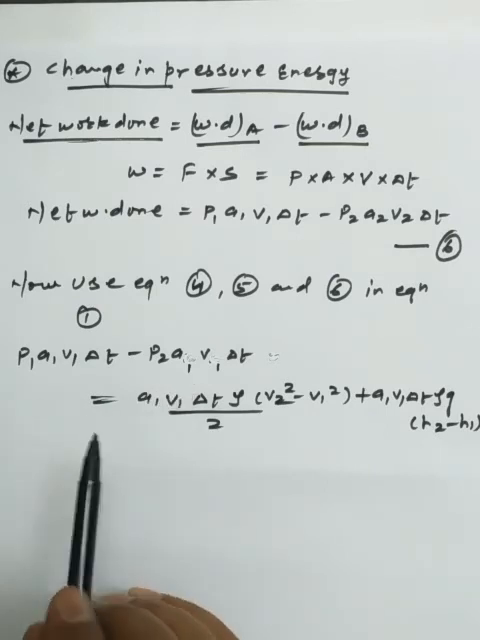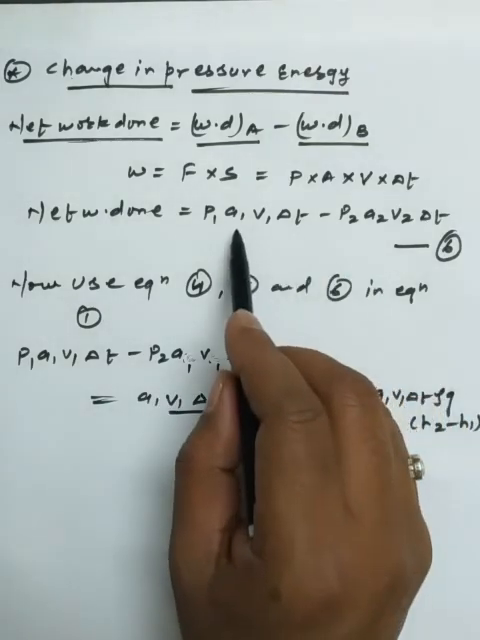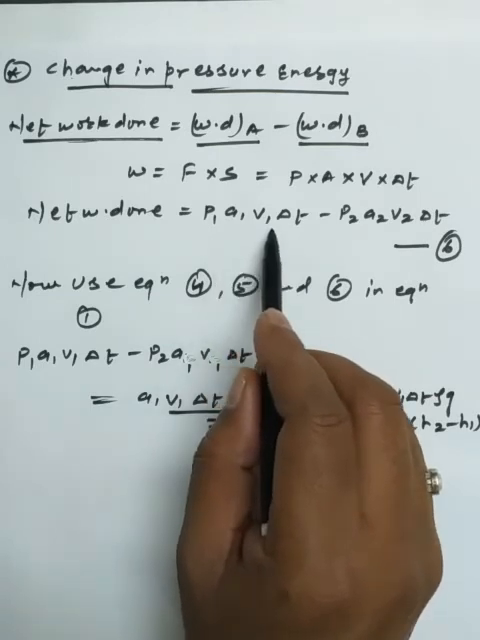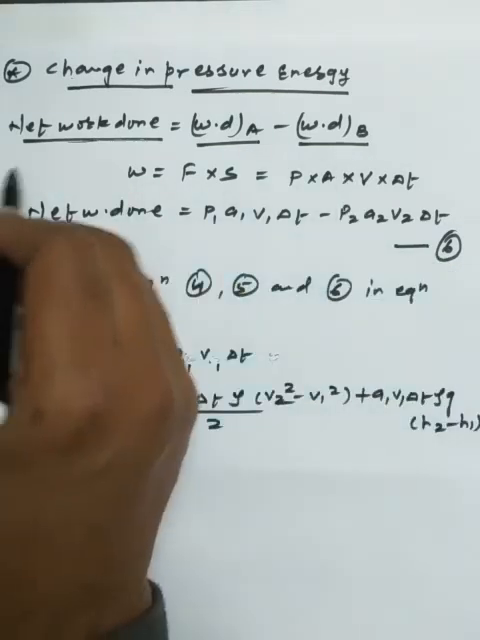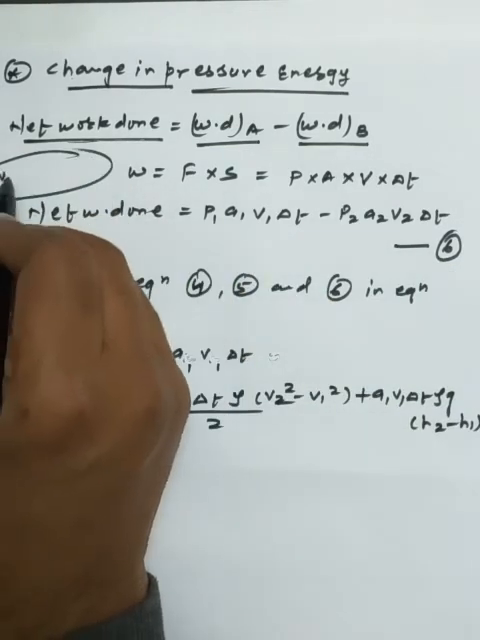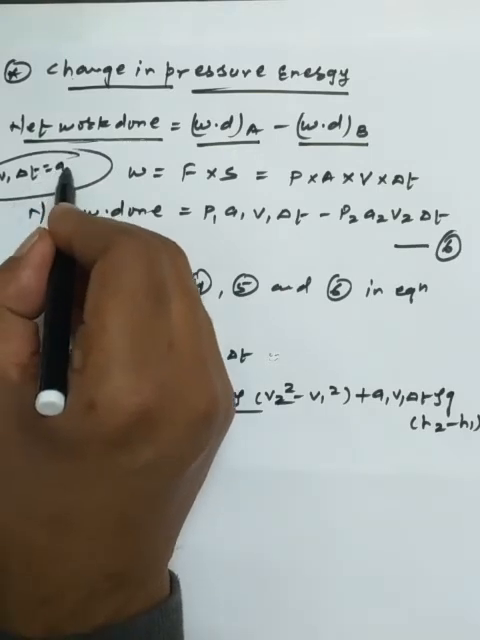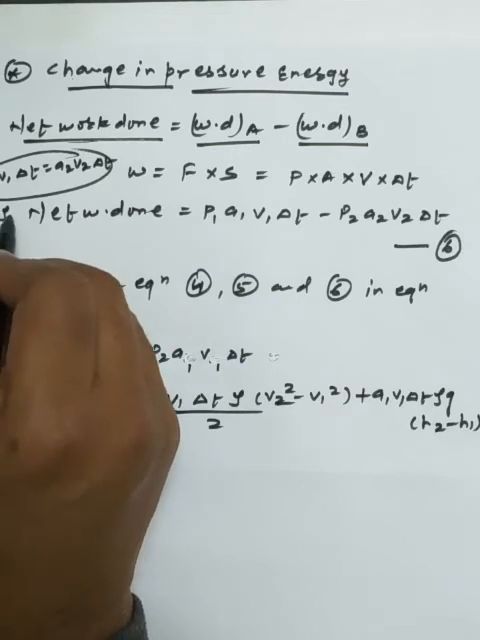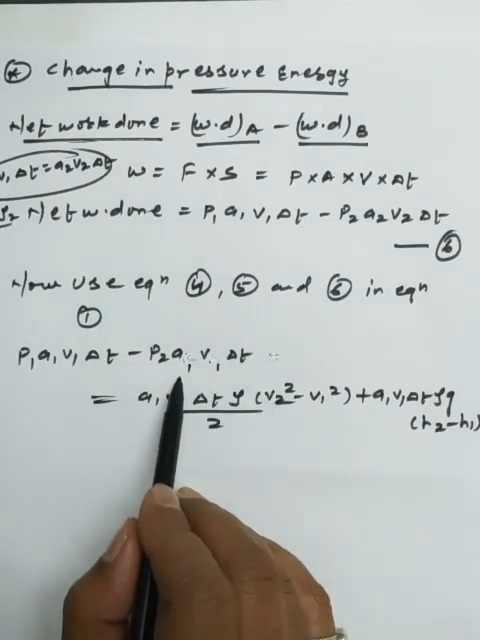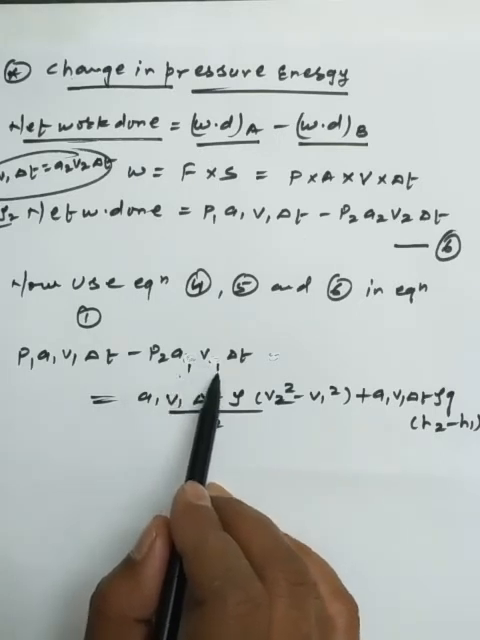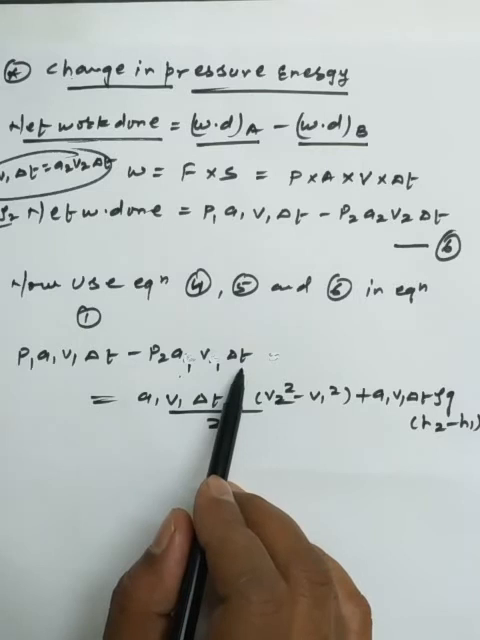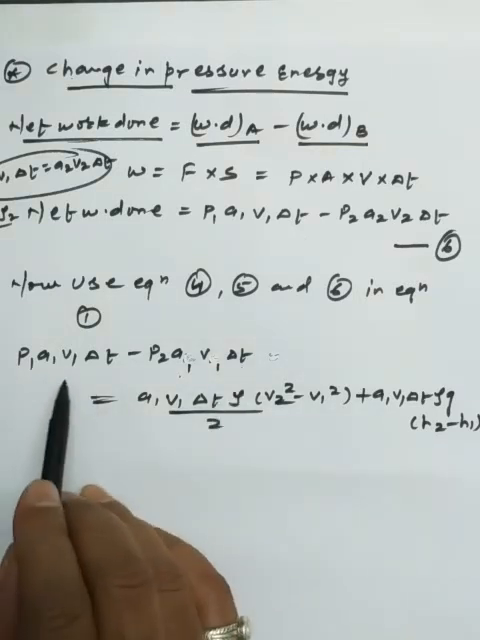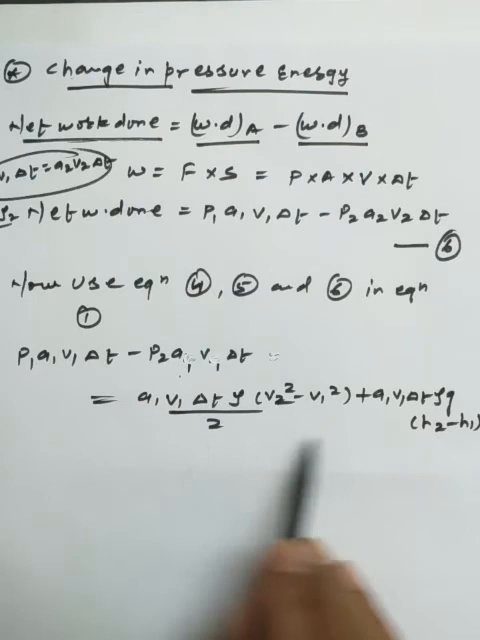Whenever I substitute equation 6, I am also assuming, by the concept of the equation of continuity, that A1 V1 delta T is equal to A2 V2 delta T, as we have assumed rho 1 is equal to rho 2. So in place of A2 I am writing A1, in place of V2 I am writing V1, and delta T is the same. So I can easily take these terms common in all the steps.